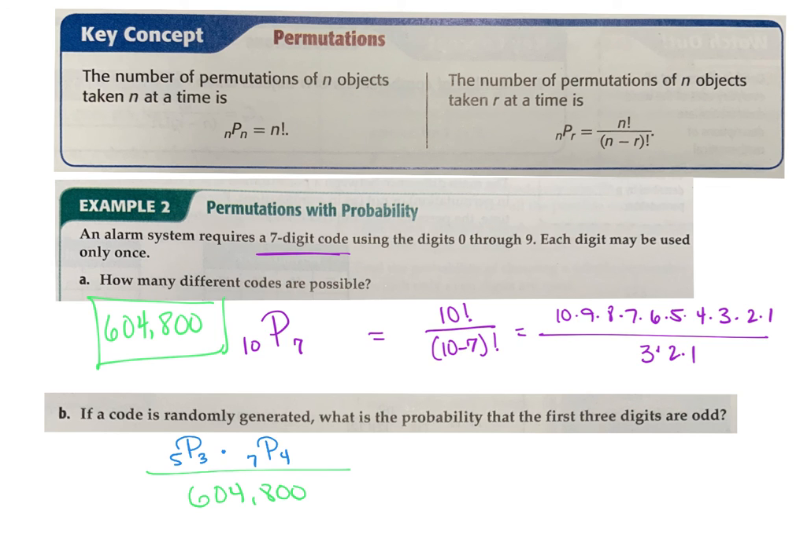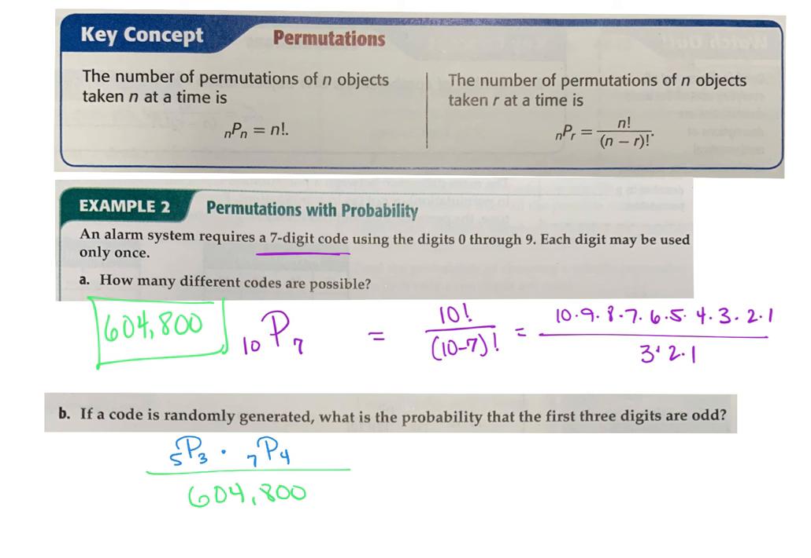This one says the first 3 are odd. So now you have to look at your pool of odd numbers. That's 5. I only want 3 of them. All right, 5 objects taken 3 at a time. Permutation.